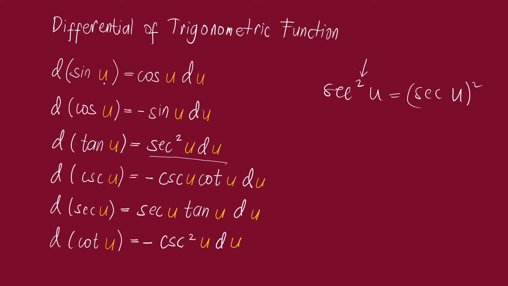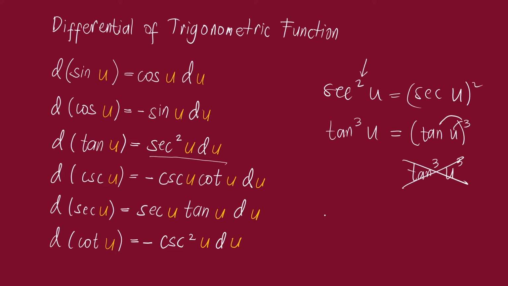Same with any trigonometric function. For example, if you have tangent cube u, this means that the whole trigonometric function is being raised to the power of 3. So this is equal to the quantity tangent u raised to 3. And of course, don't do this. You cannot distribute 3 here and here, like tangent cube u cube. This is very wrong. You cannot distribute the exponent.